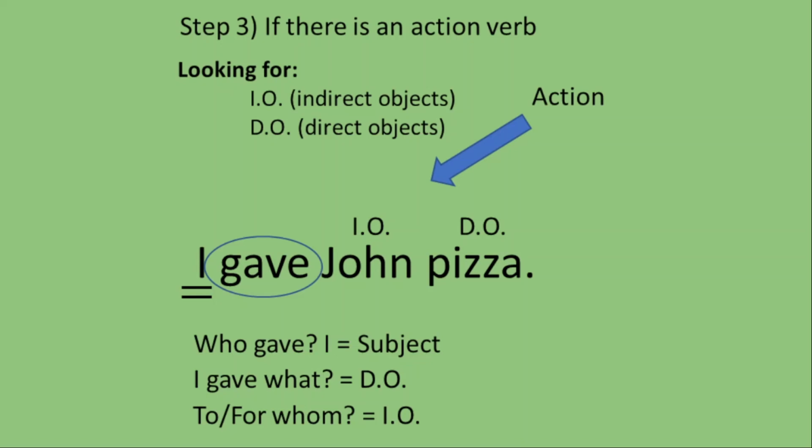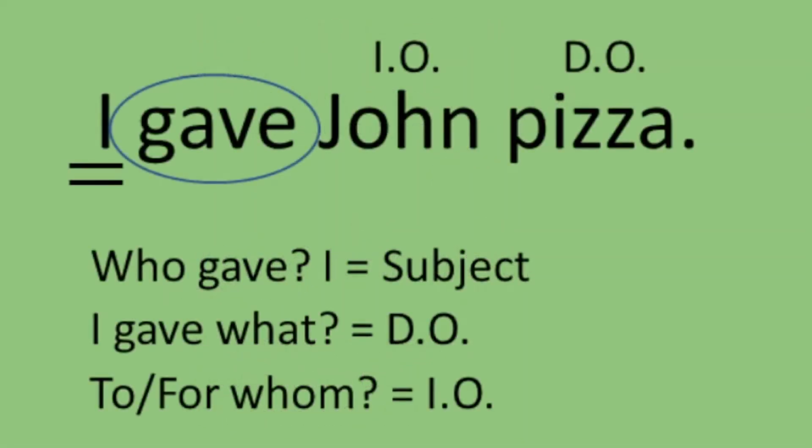So, let's look at this simple sentence. I gave John pizza. In this sentence, because we don't have any prepositional phrases, our first step is going to be to identify the verb. In this case, it is the action verb gave. Following that, we ask ourselves the question, who gave, in order to determine the subject of the sentence. In this case, who gave?